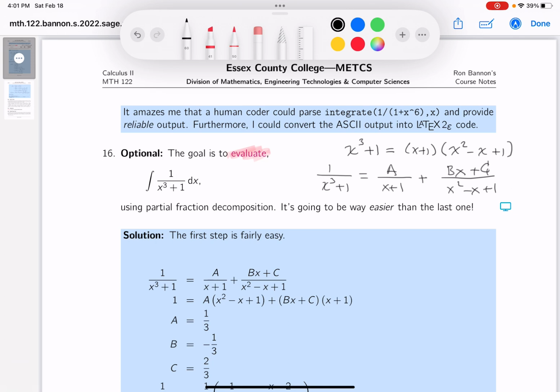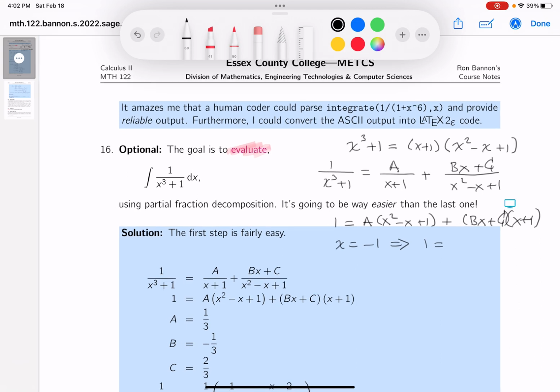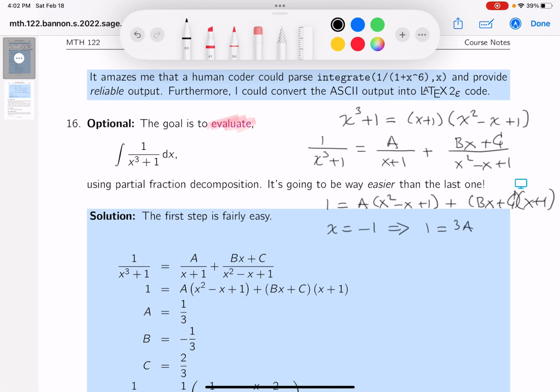I'd clear the fraction by multiplying by the LCD. You would get 1 equals a times x squared minus x plus 1, plus bx plus c times x plus 1. And then I pick easy numbers. The first number I pick is minus 1. If you did that, you would get 1 on the left side. On the right side, the second term would disappear. The first term would become 3a. And that means a is 1/3.